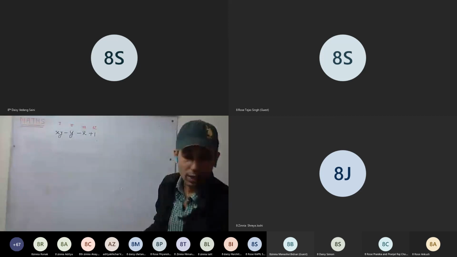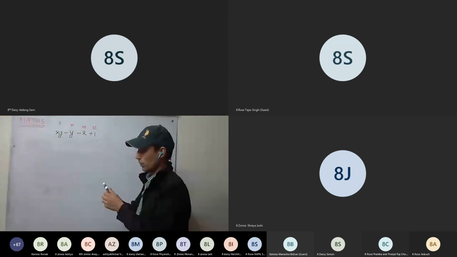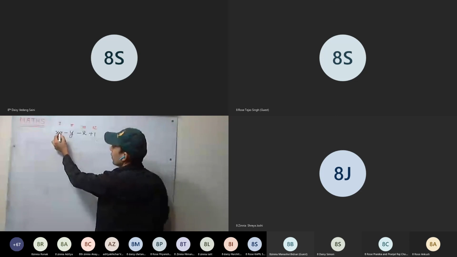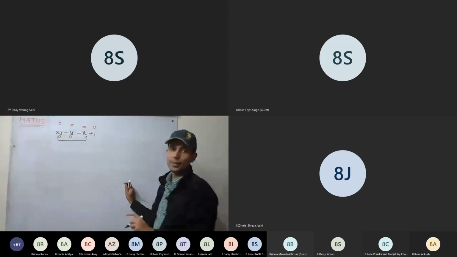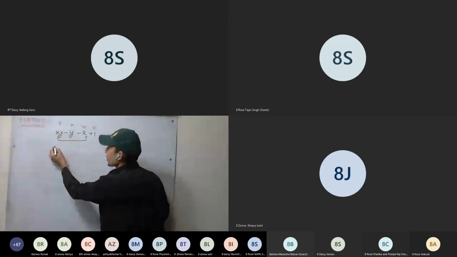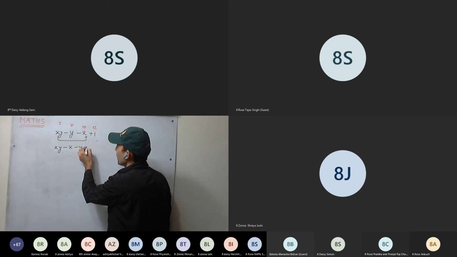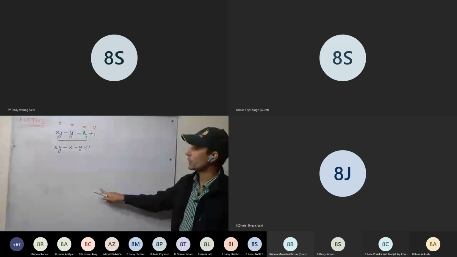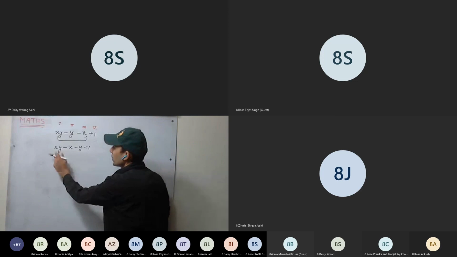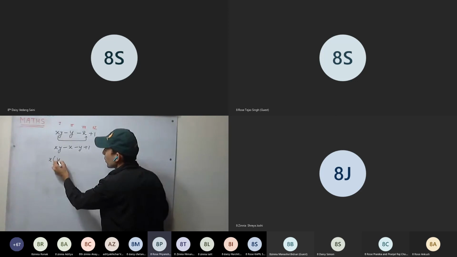Okay. Now we can rearrange also. Here we can rearrange as well. First and second are having common. First and third as well are having the common. So we can rearrange it as well. xy minus x minus y plus 1. Again we get the same answer. This time x will be the common. x, y minus 1.